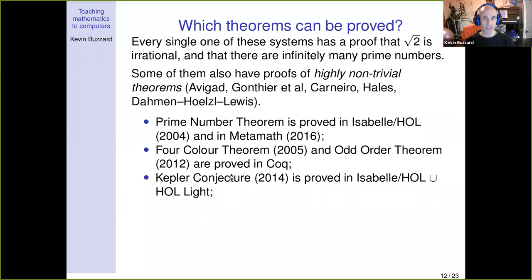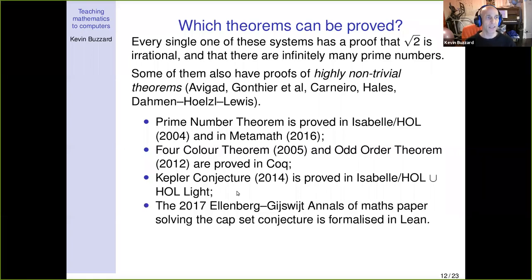So the Kepler conjecture is a famous old mathematical conjecture about packing spheres into boxes. How tightly can you pack a collection of spheres into three-dimensional space? This was proved first using pencil and paper, but then using Isabelle and HOL, the proof was checked using some of these systems. These are serious mathematical work. And then recently a combinatorial conjecture was proved by Ellenberg and Gijswijt, and this proof was published in the Annals of Mathematics, the top pure maths journal.